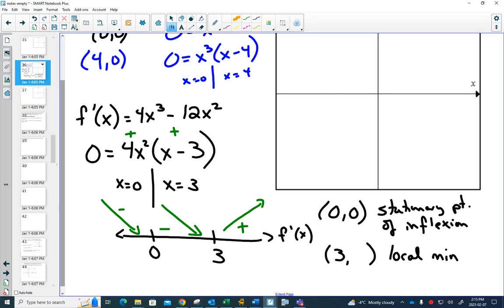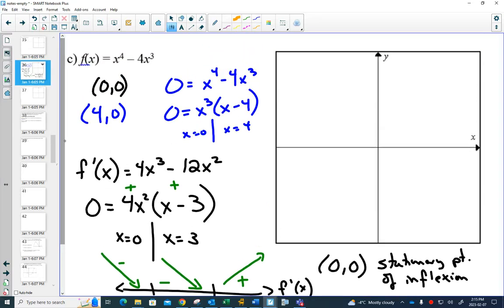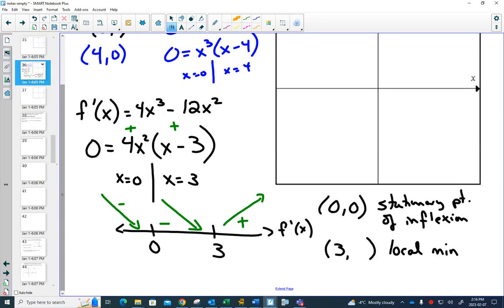If I want to find the y-coordinate of that minimum, I have to go to my original equation and plug in 3. 3 to the 4 is 81 minus 27 times 4, 108. 81 minus 108, negative 27. That's our local minimum.